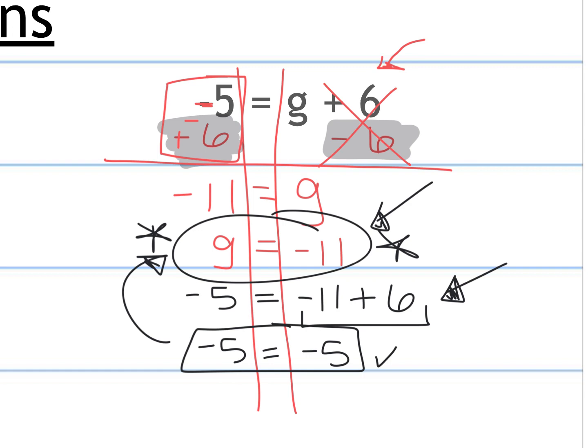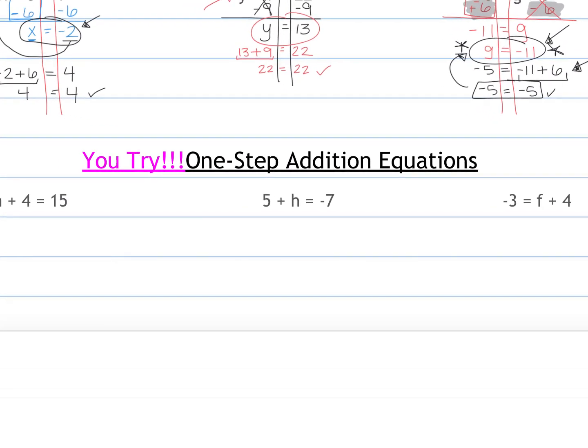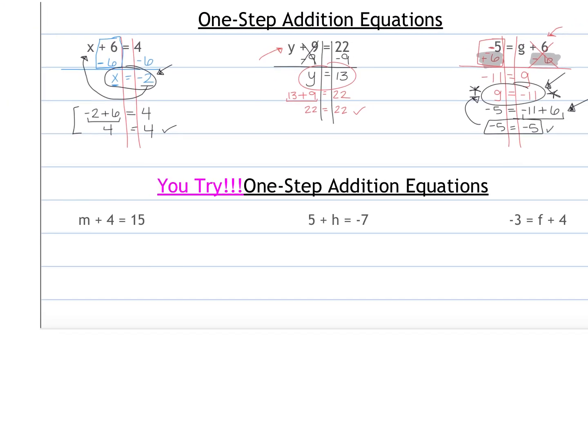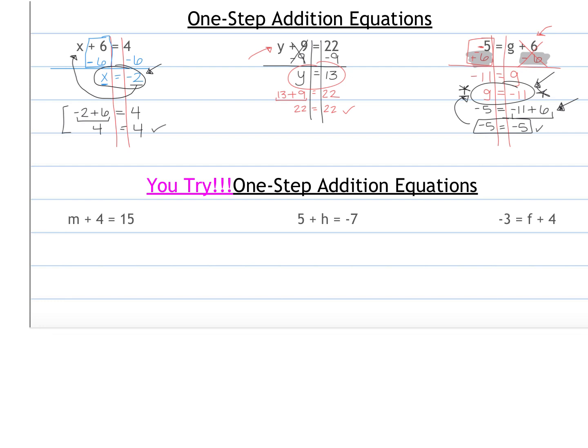All right, so I'm going to have you pause the video and do these 3 problems. Sorry, I'm trying to get them all on the screen here. So pause the video, do these 3 problems in your notebook, and then come back and check all of your work.